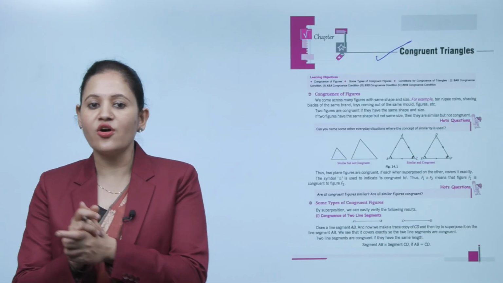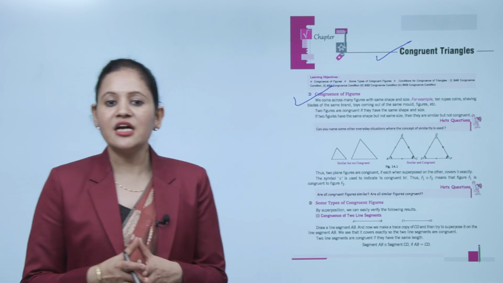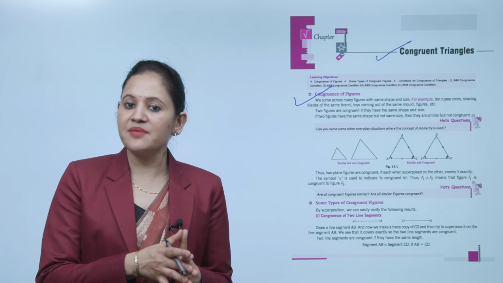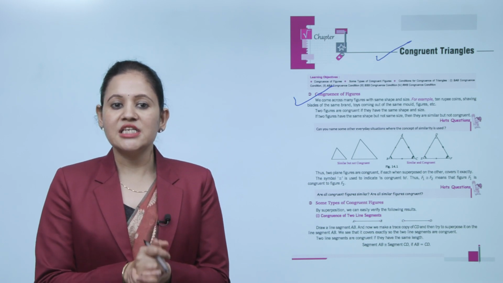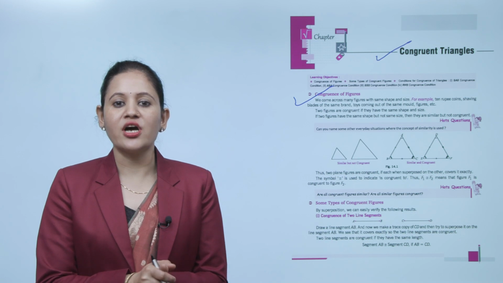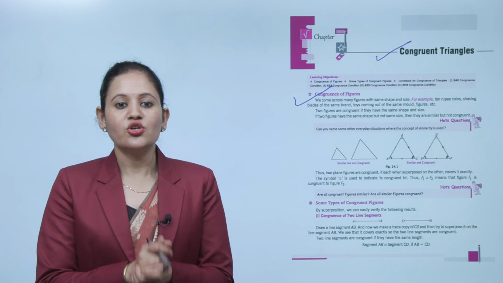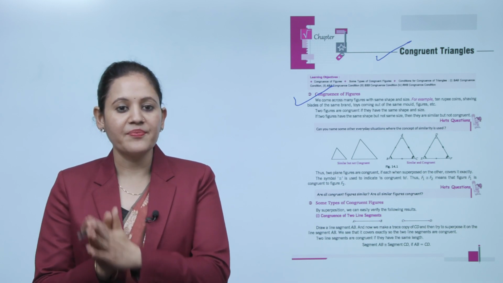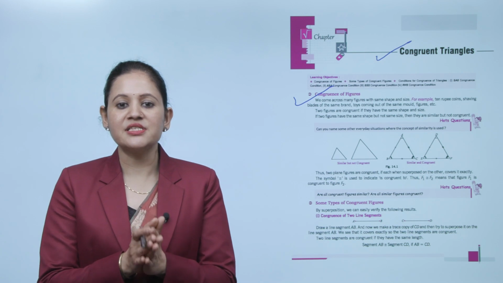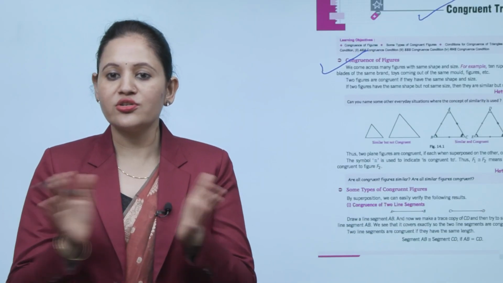First is congruence of figures. We come across many figures with the same shape and size. For example, a 10 rupees coin, shaving blades of the same brand, toys coming out from the same mold, etc. Two figures are congruent if they have the same shape and size. If two figures have the same shape but not the same size, they are similar but not congruent.